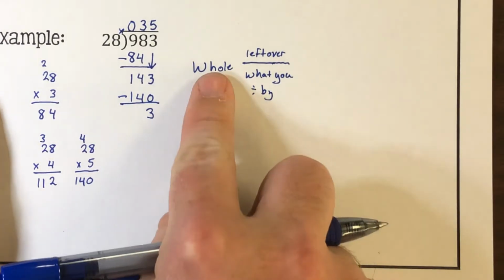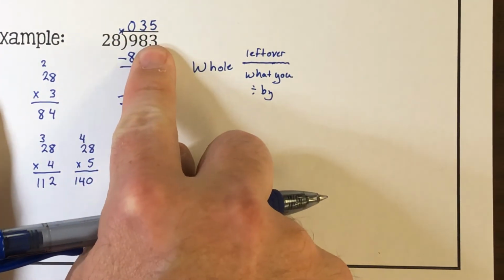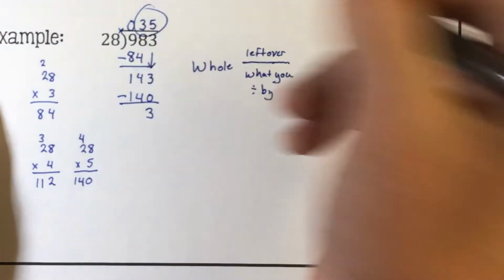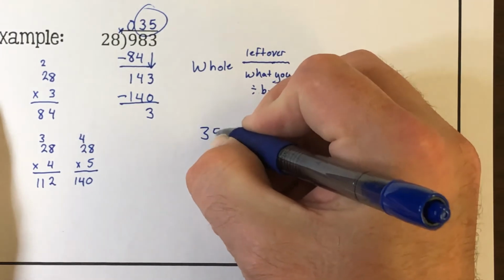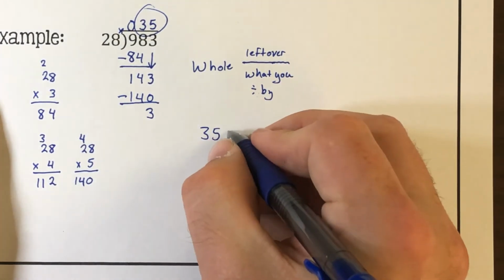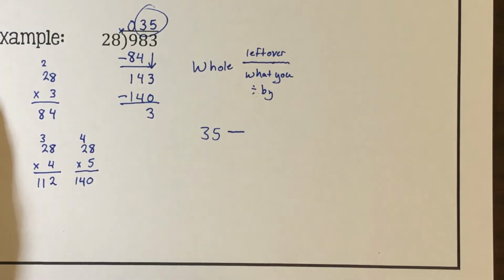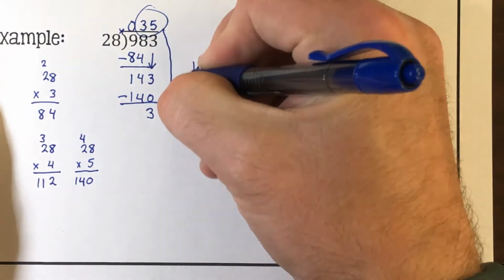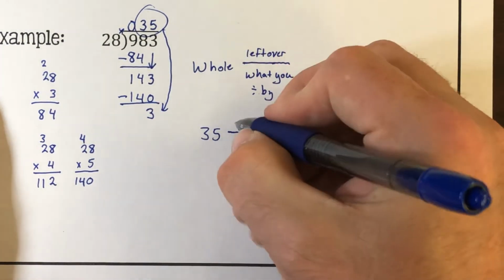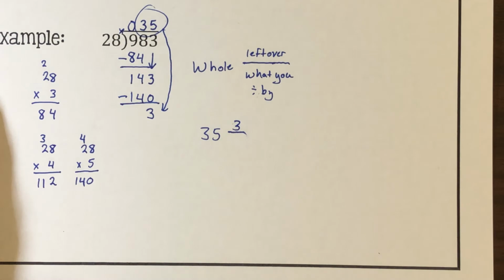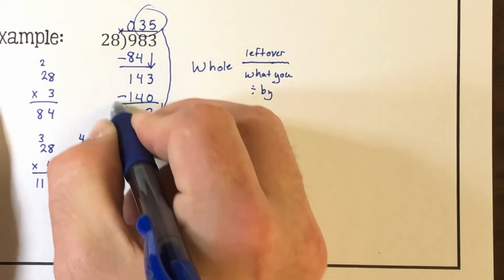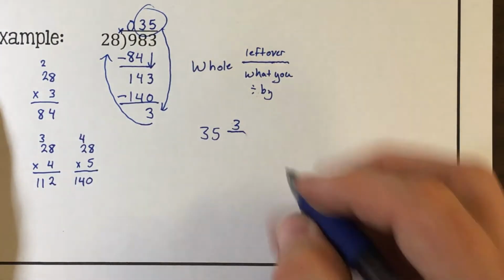So, what is my whole number? 28 went into 983 35 whole times. I have leftover, so I'm going to have a fraction right there. So how much was left over? 3 pieces was left over. What was I dividing by? We were dividing by 28.